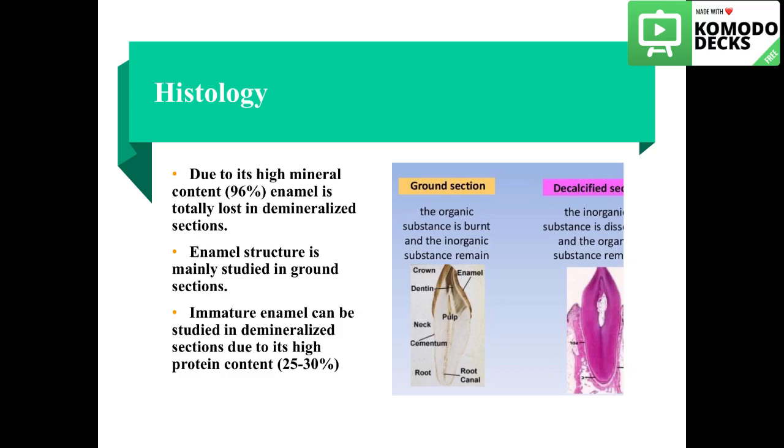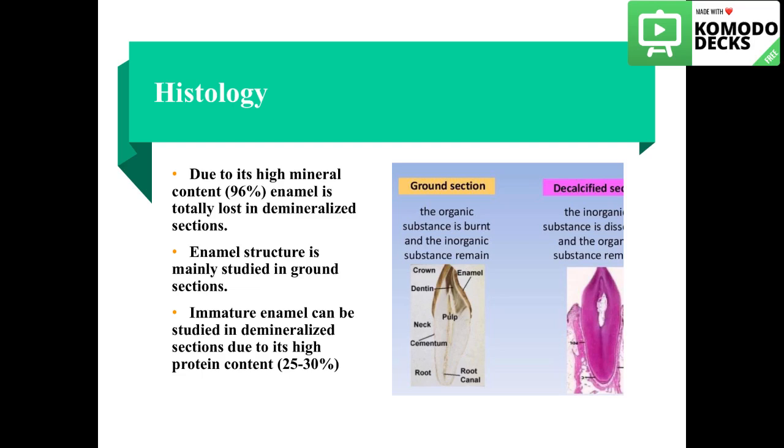Do you remember this slide I showed to you last lecture? It talks about how we can study different tissues in the oral cavity. So we can use the ground section, where the organic substance is burned and the inorganic substance remains. Due to the high mineral content of enamel, 96%, it is totally lost in the demineralized section, as we can see here. So enamel structure is mainly studied in the ground sections. Immature enamel can be studied in demineralized sections due to its high protein content, around 25 to 30%.